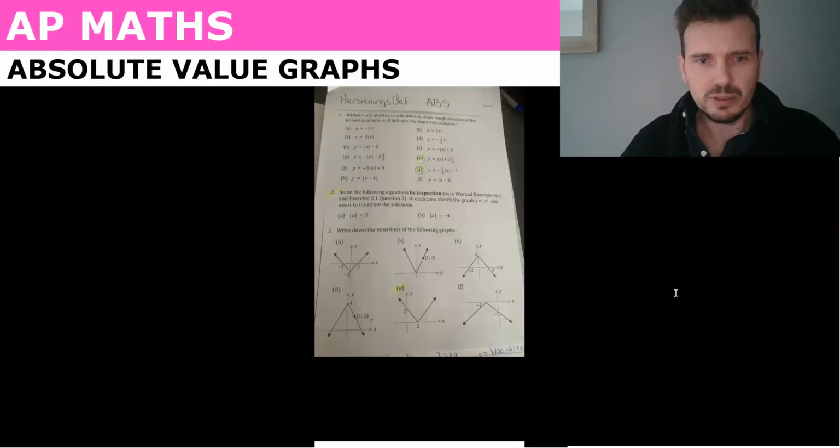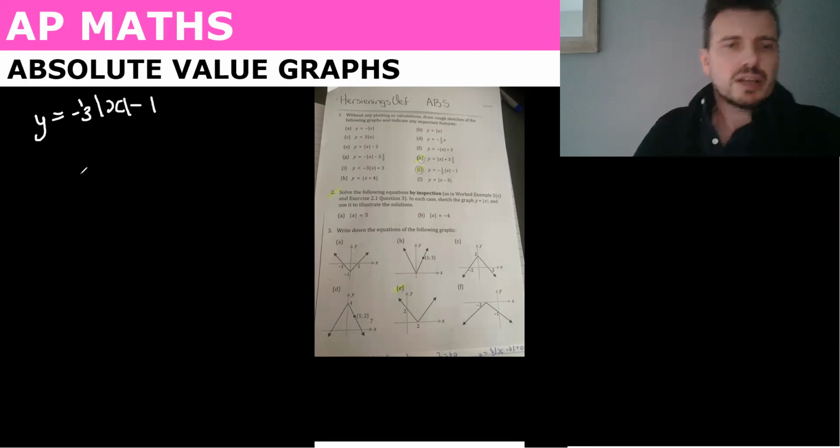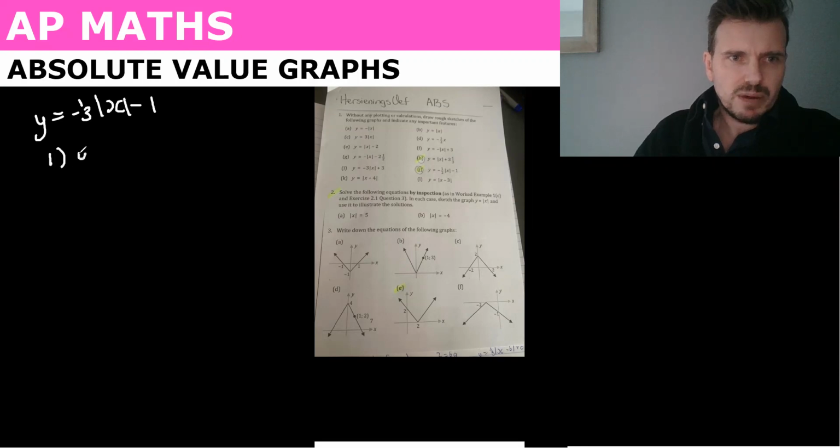Okay, so let's look at question H. We've got y equals -1/3 x minus 1. When we're looking at absolute value graphs, we're interested in three things. One is the y-intercept. Two is the salient point. Well, I'll say 3 is actually the x-intercept, and 2 is the salient point.